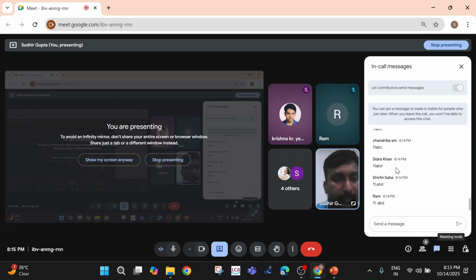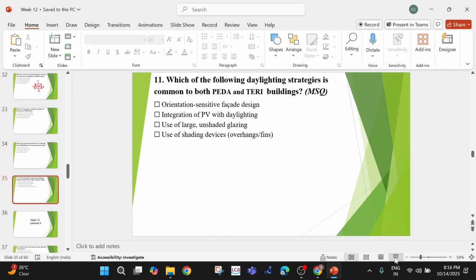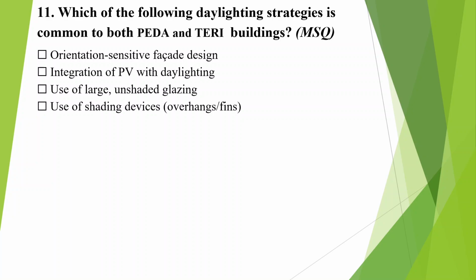Sidra has answered ABC initially, but now she has corrected herself. So it's good to see that she has already corrected before me, before disclosing the correct answer. Chandrika has also corrected herself. So now all of you are saying A, B, D. So why initially Chandrika and Sidra was saying A, B, C? Either you have copied or you were in a hurry, I don't know why, but the good thing is that now everyone is saying ABD, and ABD is the correct answer. Whoever have answered, they have answered it correctly at the end.